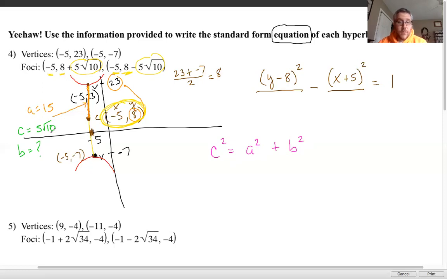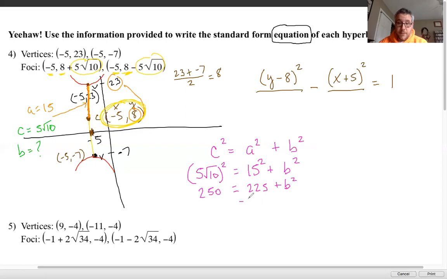Plug and chug. C squared, c is worth 5 root 10. So that's 5 root 10 squared equals a squared, a is 15, so it's 15 squared plus b squared, we don't know what that is. Okay, crunch it out. How do you do 5 root 10 squared? Well, 5 squared is 25. Root 10 squared is just 10. So 25 times 10 is 250. Okay, equals 15 squared is 225, and that gives you b squared.